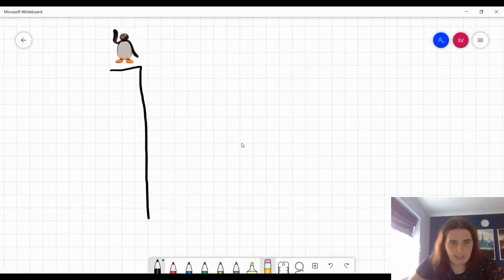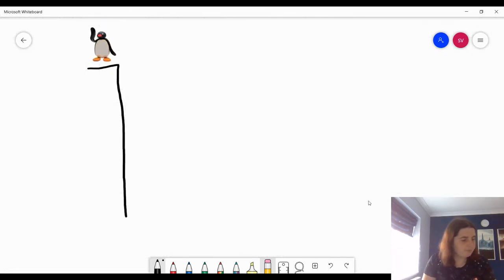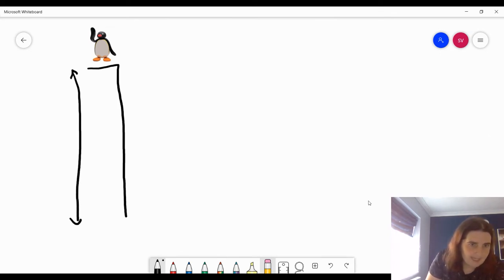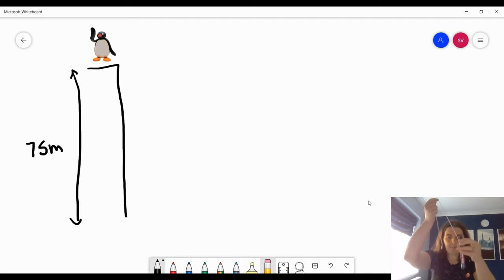So I've got this penguin here, and this penguin is going to be having a bungee jump, and the total distance from the bottom it gets to is about 75 meters. In a bungee jump, of course, the person will jump off the side, has got a piece of elasticated rope, and they will go down, and then they will stretch, and they won't go back to the top again, but they'll just oscillate around a point.